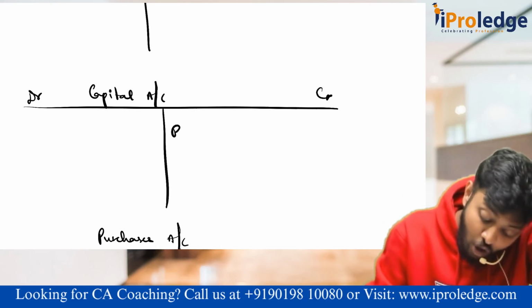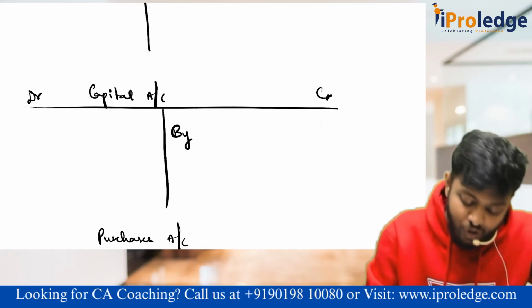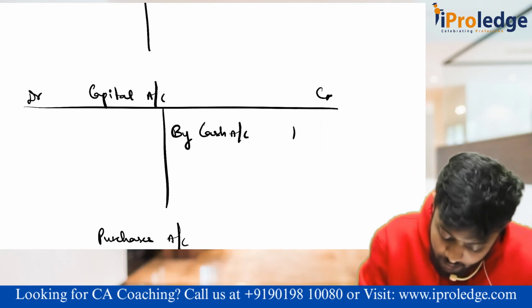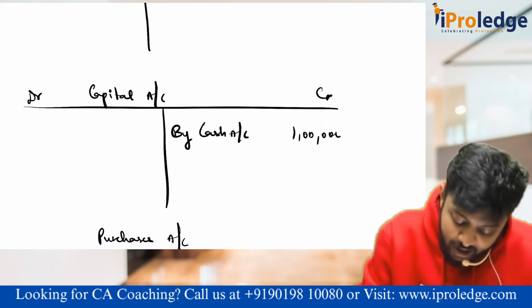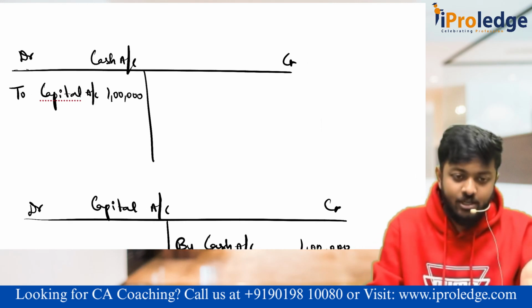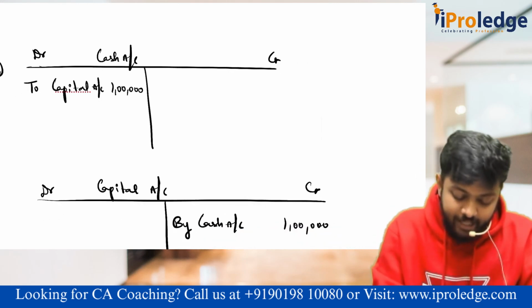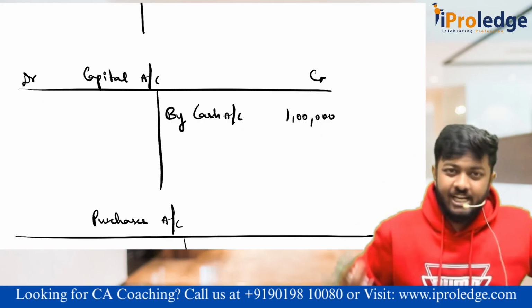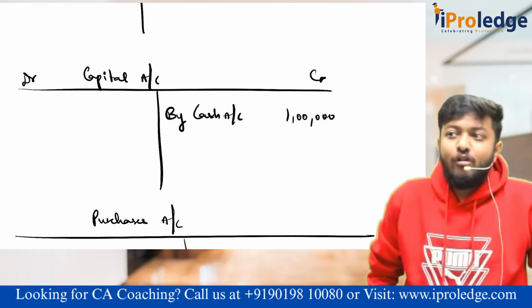By what is the other account? The other account is cash. By cash account it should be 1 lakh. One more way to understand this is that if you see in cash account it came in debit side. So generally in the other account, that is capital account, it will come in the opposite side only. This is for your understanding, but it is always better to follow the method I taught you.